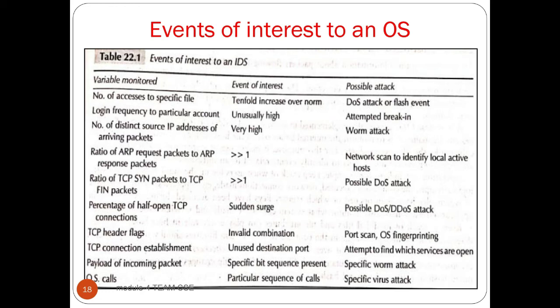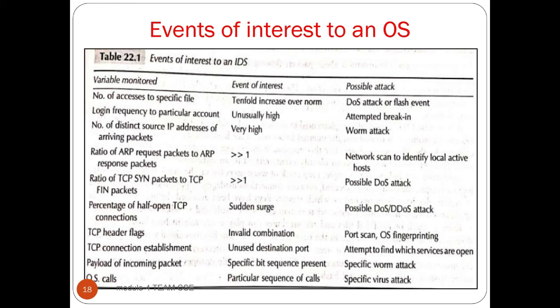Events of interest to an operating system. With respect to this, we have three columns we are going to consider here: variable monitored, event of interest, and possible attack. For example, the number of accesses to a specific file, a tenfold increase over the normal, may be considered a denial of service attack or a flash event. Login frequency to a particular account unusually high suggests an attempt to break in.